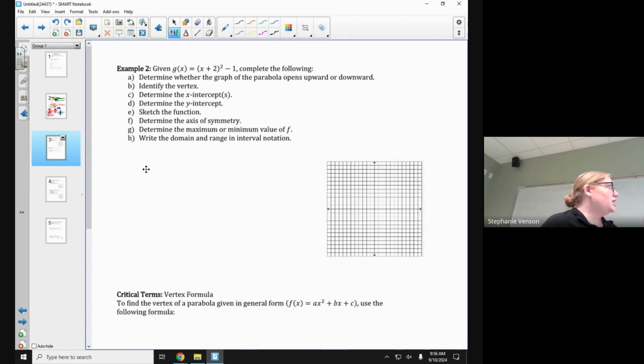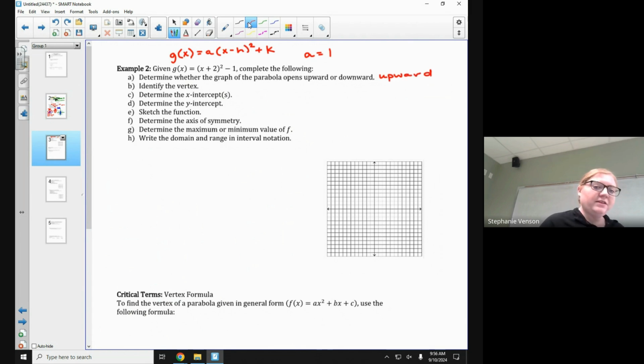Okay, so let's do another one. Same A through H, just a new function. It says given g of x equals (x plus 2) squared minus 1, complete the following. Okay, so this is still the same thing. This is still a vertex form: g of x equals a times (x minus h) squared plus k. Now, what do you think the a value is this time? 1. Yeah, because it's understood to be there. But 1 is still positive. So does my parabola open upward or downward? That's right.